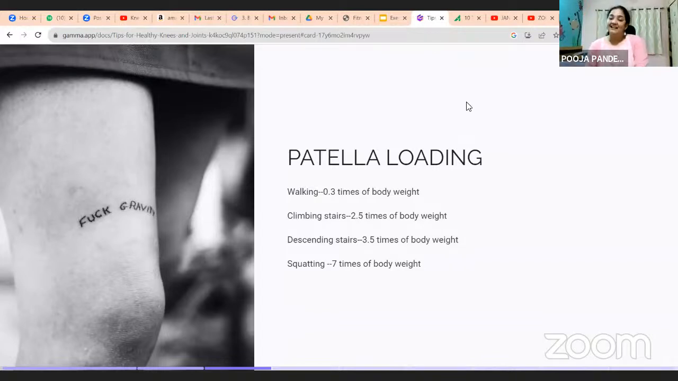Okay. Descending down the stairs, you have to be very careful. So you can descend faster, but don't be unconscious of your move. Be very conscious about your movement and posture. While squatting, there is 7 times of body weight. So make sure that you squat properly. What is the proper way to squat?